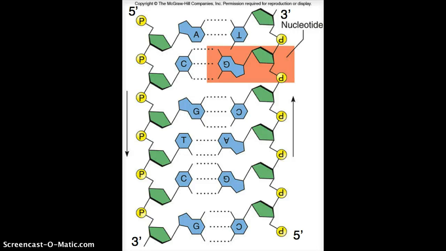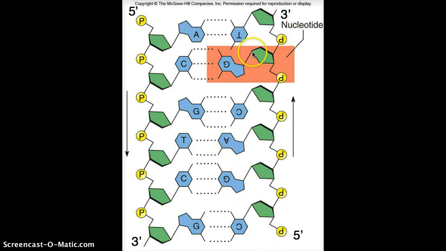Okay, so here you can see the full double-stranded DNA molecule. This is how it actually looks in cells. Let's start off by looking at the sugar phosphate backbone. So in the double-stranded molecule, we have one sugar phosphate backbone here, and we have another sugar phosphate backbone here.